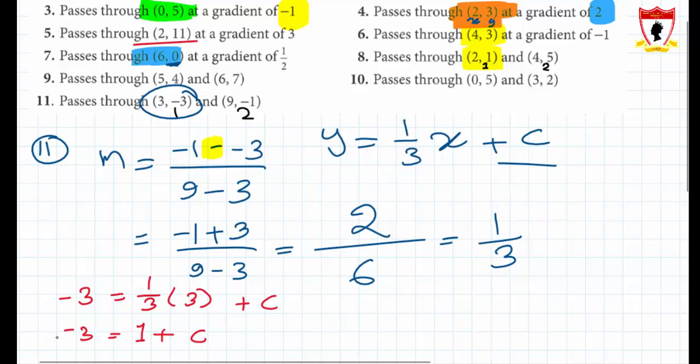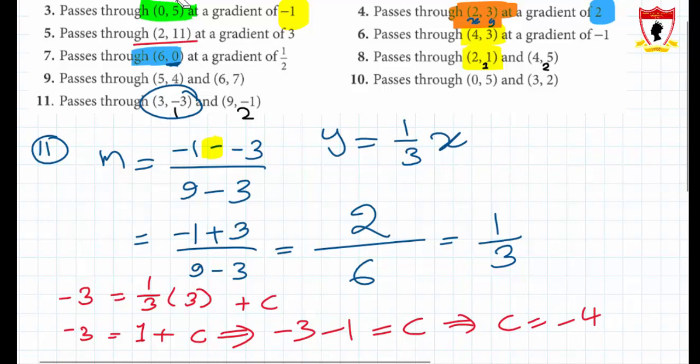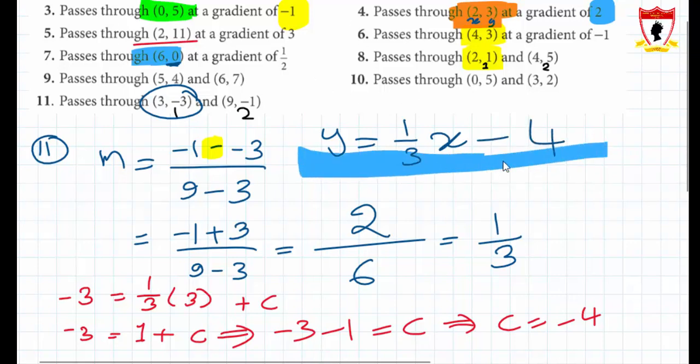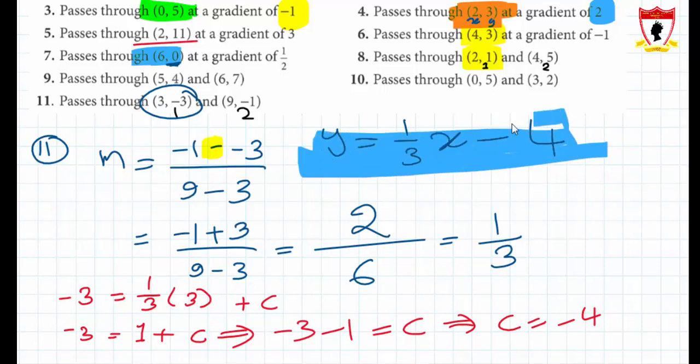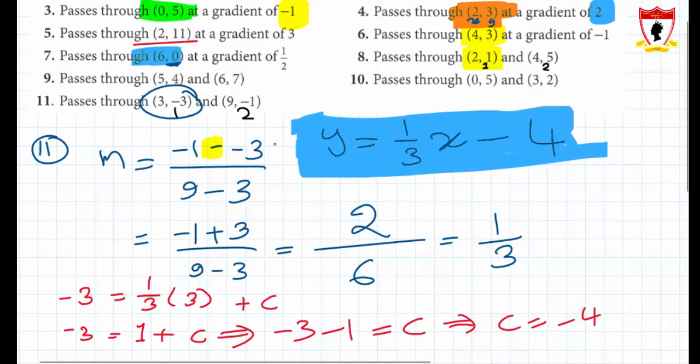1 plus which number will be -3? Or 1 minus which number will be -3? Well, if we send this 1 to the other side, it will be -3 minus 1 is equal to c. From this, c equals -4. Now we can complete the equation. c is -4. The equation is 1 over 3x minus 4. This is the equation of question 11.